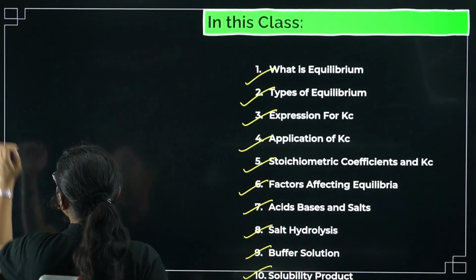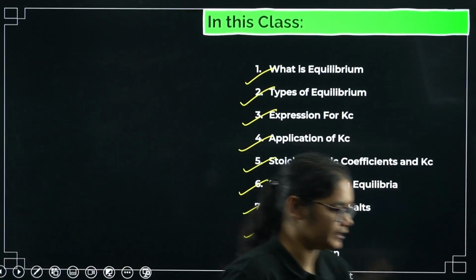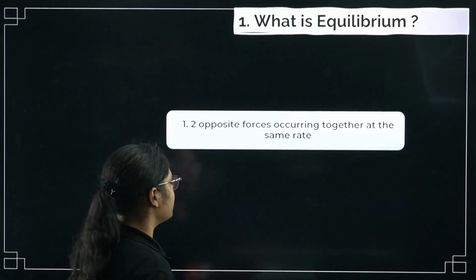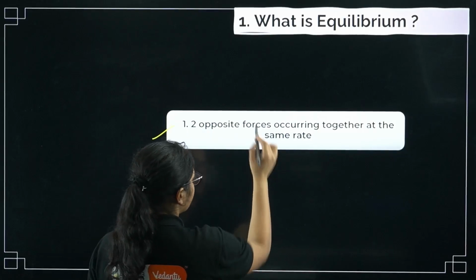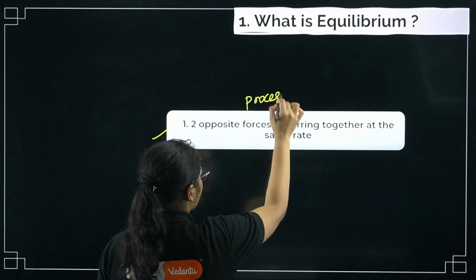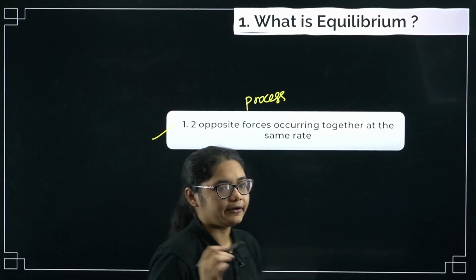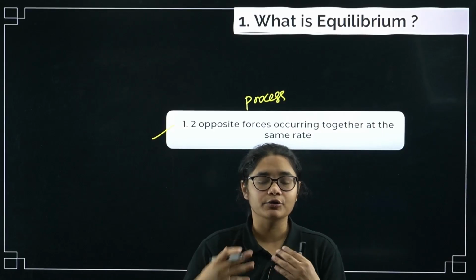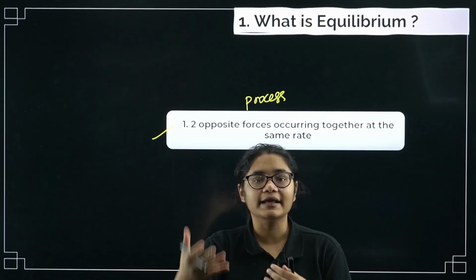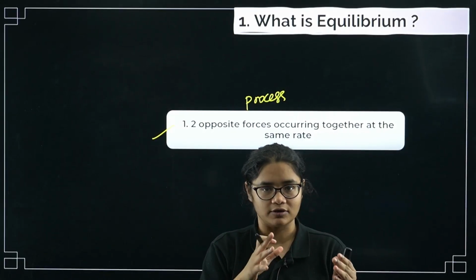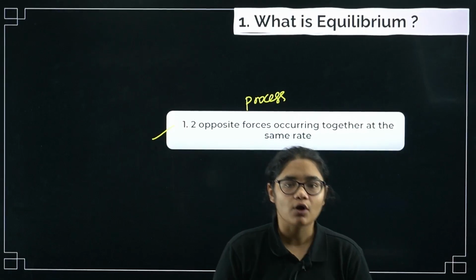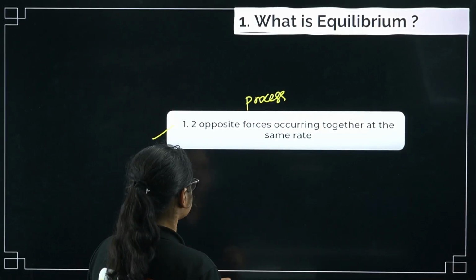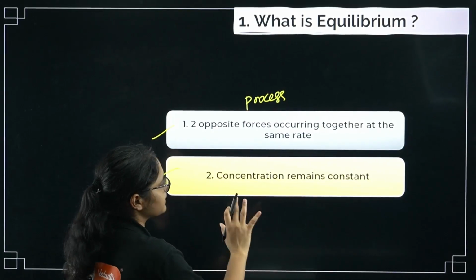Next, I'll take the clicker here. Next, what exactly is equilibrium? Equilibrium means two opposite forces, or you can say two opposite processes, occurring together at the same rate. For example, evaporation and condensation, or melting and freezing. When two opposite processes occur at the same rate, we call it equilibrium. Second, for equilibrium the concentration will remain constant.